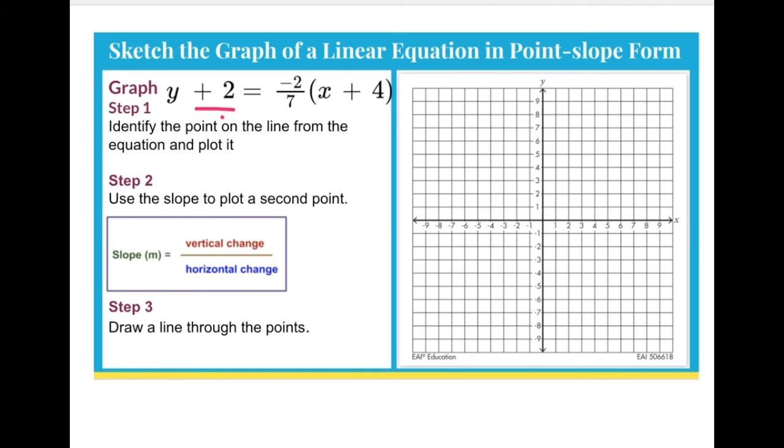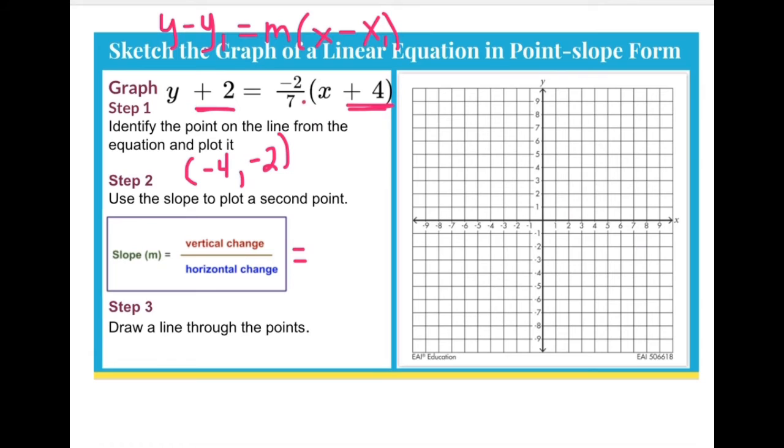So always remember you take the opposite. Since in the equation, you have a negative in front of y sub 1, and same as with x sub 1, there is a negative sign in front of x sub 1. So you always take the opposite whenever you're identifying the point. So x is -4 and the y is -2.